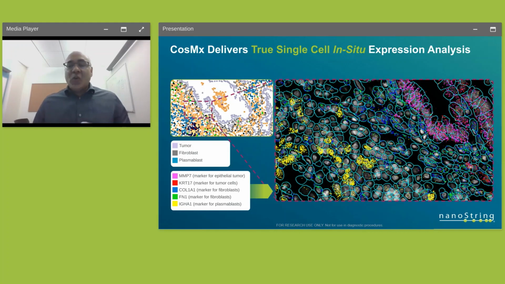Now imagine you have such data from 1,000 genes, and you can select any gene or a set of genes and visualize their expression inside the whole tissue section at single cell resolution. And then you can start asking different biological questions.